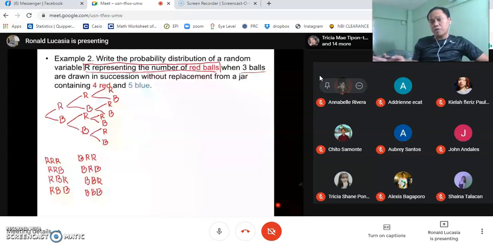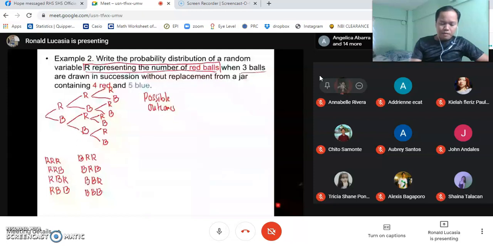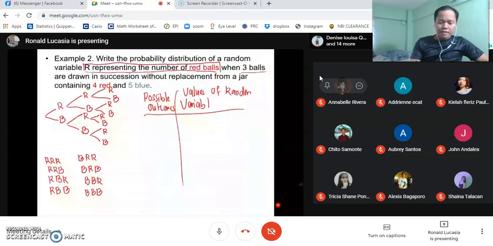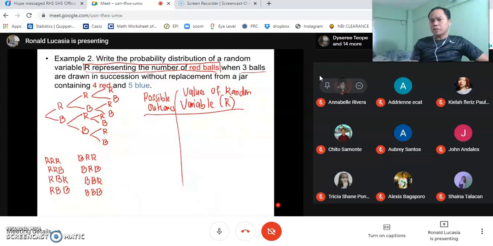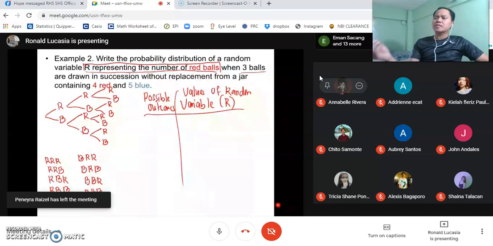And then you make now the probability distribution. These are the possible outcomes, and we have there the values of the random variable. Our random variable will be R, that's the number of red. What I mean is, it's okay if you are going to use another variable for your random variable. You can use X, you can use Y, you can use A, anything you want.